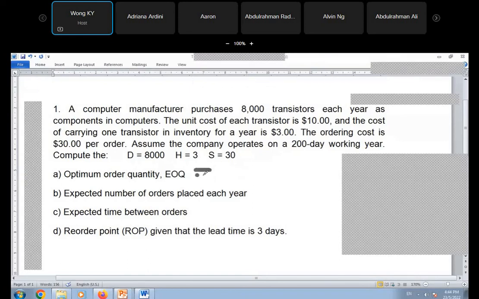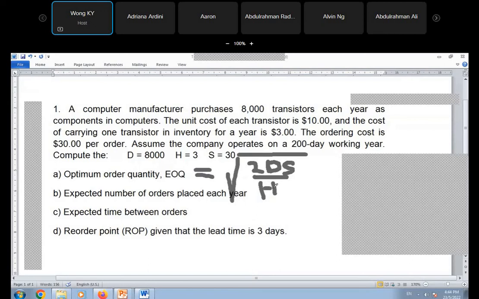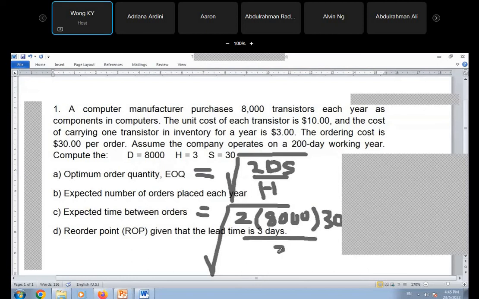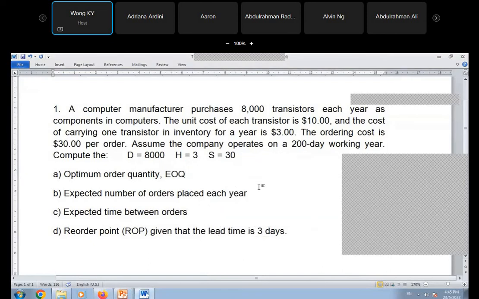So EOQ, as the formula, equals the square root of 2 multiplied by D multiplied by S, divided by H. So it equals the square root of 2 times 8,000 times S, which is 30, divided by H, which is 3. So 400, correct? You should get 400 if you use this formula and put everything correctly. So your Q is equal to 400. Any question? Anyone doesn't understand part A? Okay, if no, then go to part B.